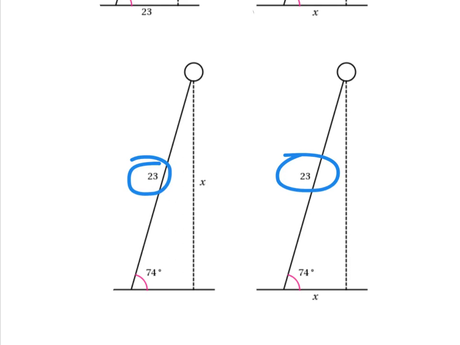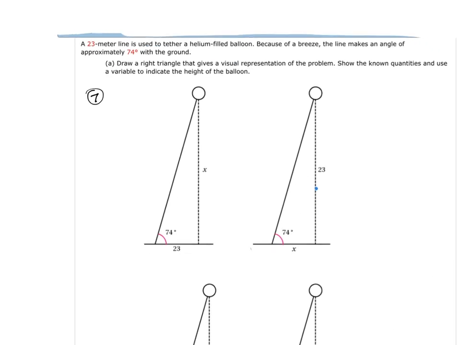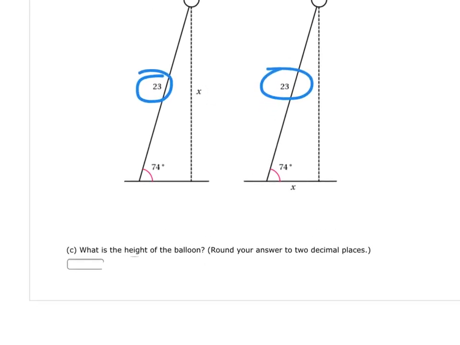Now, what are they asking for? How far the rope is from something else, or how high the balloon or whatever this thing is? Draw a right triangle, it gives a visual representation. What is the height of the balloon? So what am I looking for? Bottom left or bottom right? Bottom left. I'm looking for the height. Okay. So now this is easy to do. How do I figure out how high the balloon is? Here's my right angle. So what did they give me? Okay, this is the opposite and this is the hypotenuse, right?